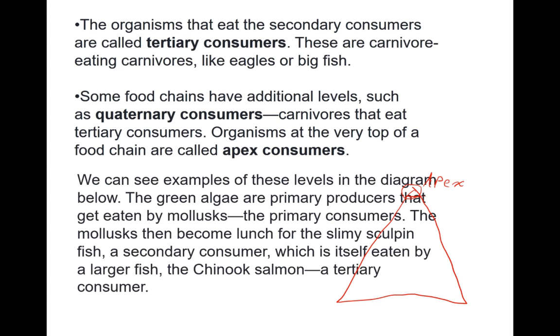We can see examples of these levels in the diagram below. So that's on the next slide. The green algae are primary producers that get eaten by mollusks. The primary consumers, the mollusks, then become lunch for the slimy sculpin fish, a secondary consumer, which is itself eaten by a larger fish, the Chinook salmon, a tertiary consumer.